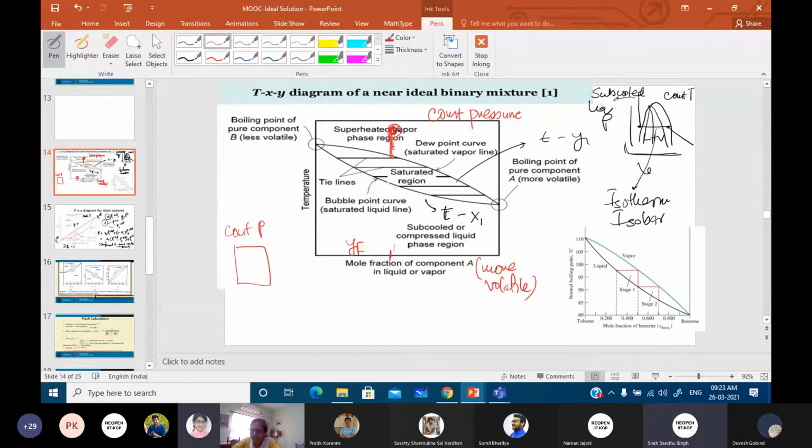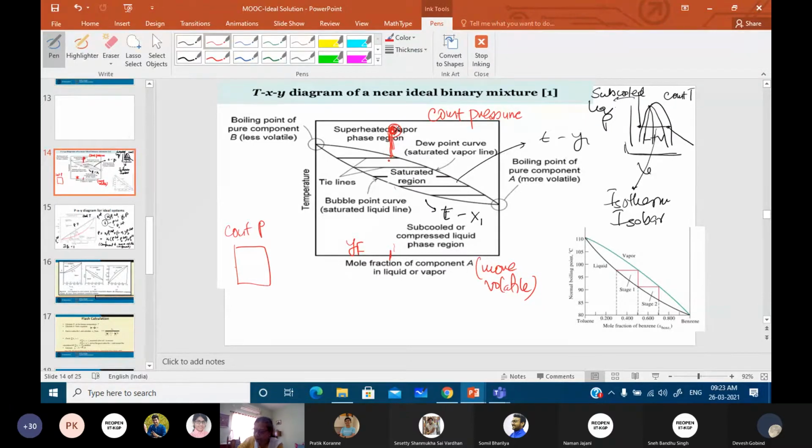Ma'am, at the saturation condition, we will just take out the vapor and convert it into liquid. Just a minute. Just listen to me carefully, okay? We are cooling the superheated vapor. When the superheated vapor reaches the saturated portion, the first drop of liquid appears, right? The condensation starts and the first drop of liquid appears.